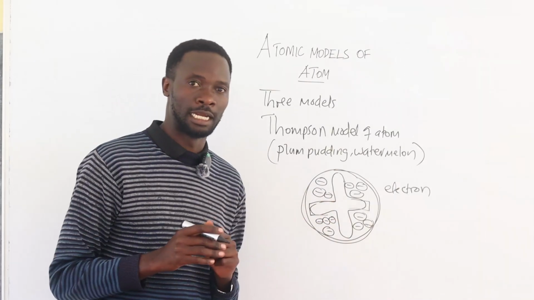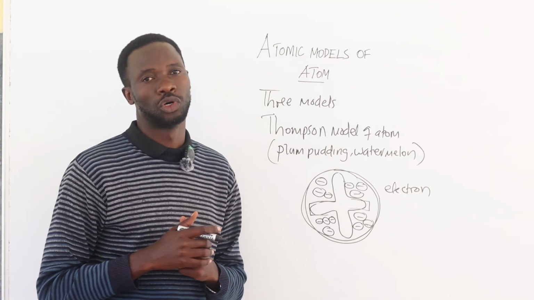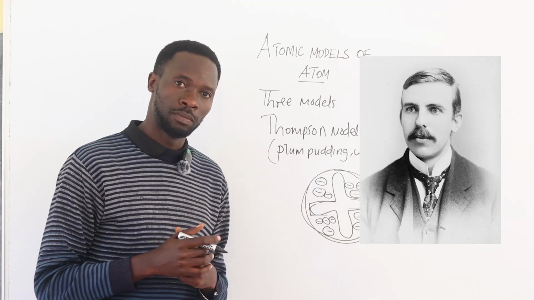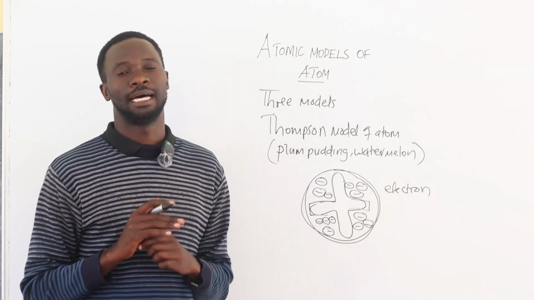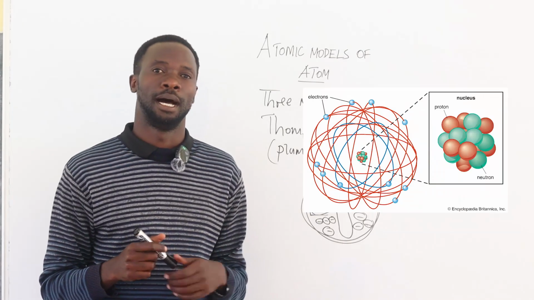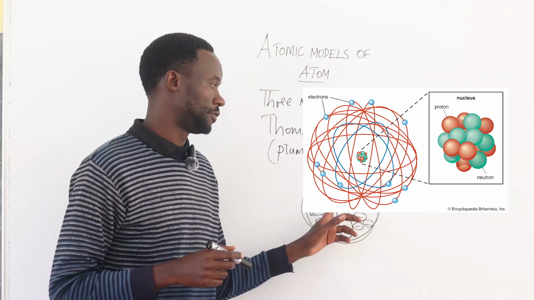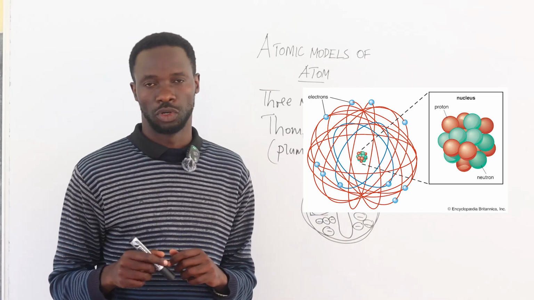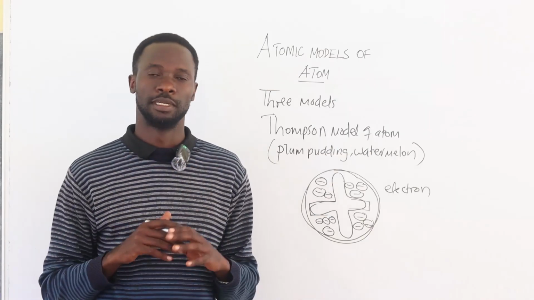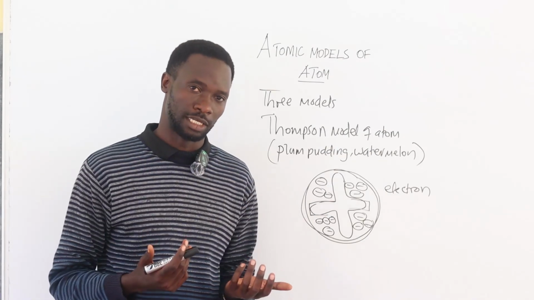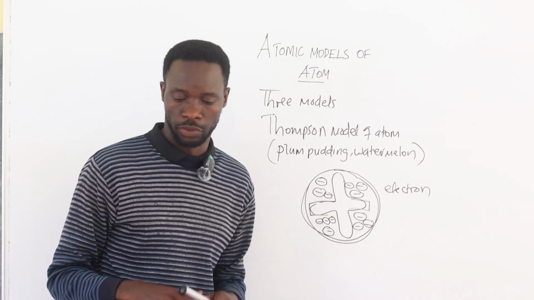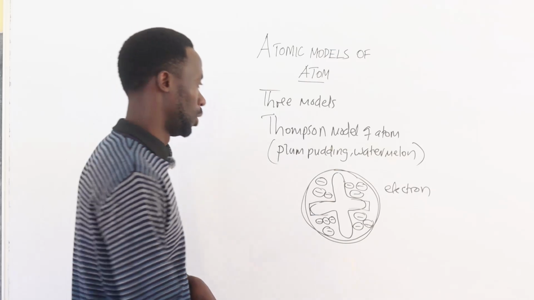But this structure was criticized by a scientist called Ernest Rutherford. He measured the atom and saw that the mass of the atom is concentrated at a dense central part of the atom. He said if the Thomson model was correct, then the mass of the atom should be uniformly distributed throughout the atom. And this was all about the Thomson model. Now let us see the second model.